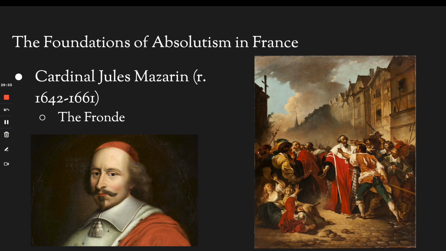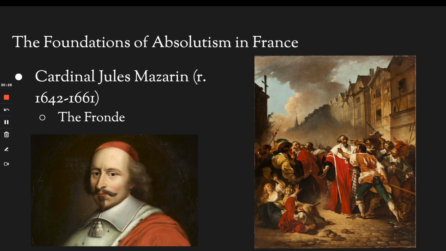And the Parlement are going to present a list of demands to Mazarin, including that the Parlement have to approve all new taxes. Now, Mazarin could have said, okay, sure, fine, let's come up with a compromise. Instead, Mazarin is going to arrest all of the leaders of the Parlement. That is not going to make him any more popular and is going to lead to a series of revolts.